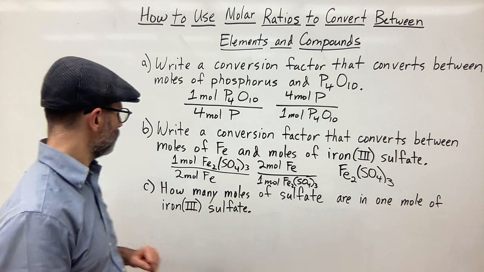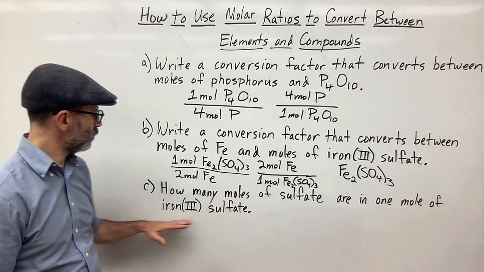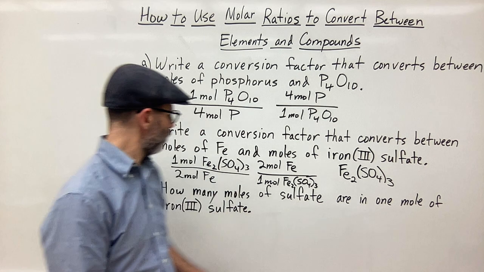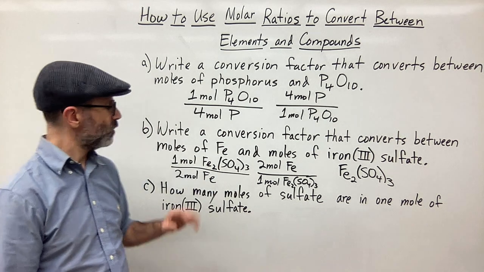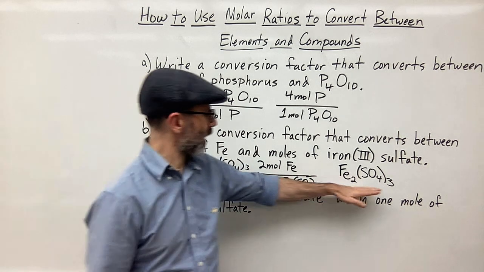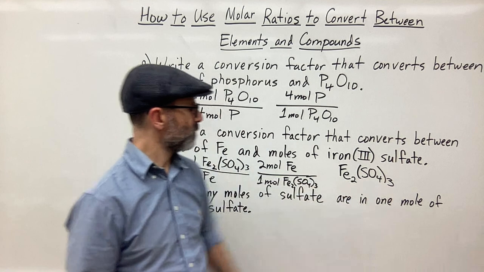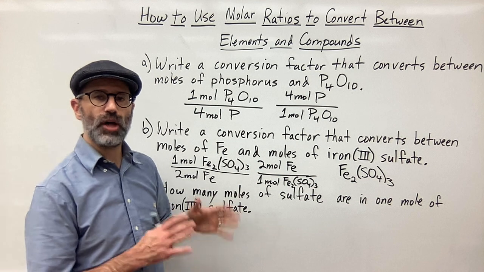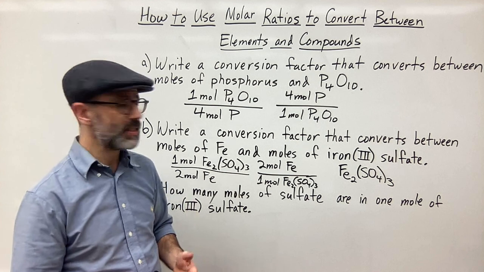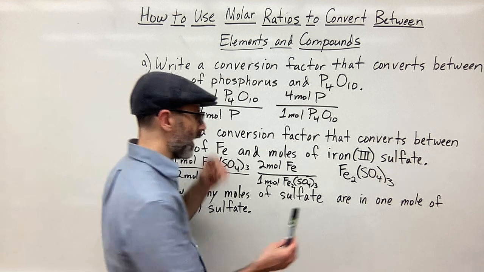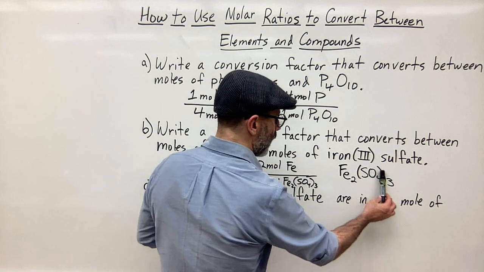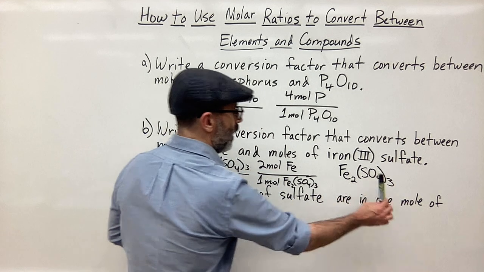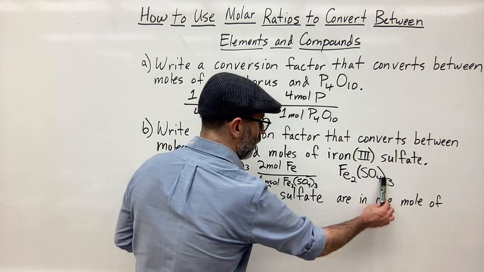Finally, we get to a question: how many moles of sulfate are in 1 mole of the iron 3 sulfate? So here we're looking again at iron 3 sulfate. Here's the formula. They want to know what the mole ratio is between the iron 3 sulfate and the sulfate itself, right? So here we're looking at the whole sulfate ion. So what's the ratio between this whole thing here and this part here?